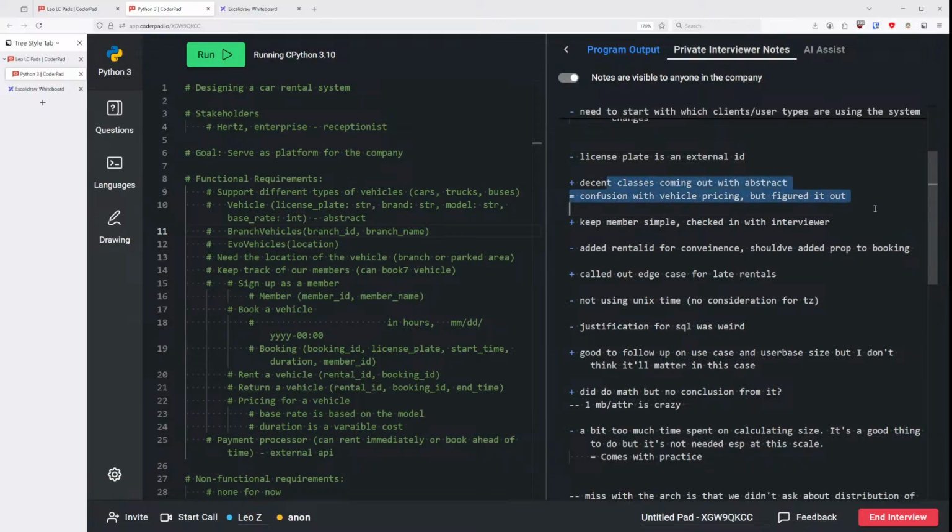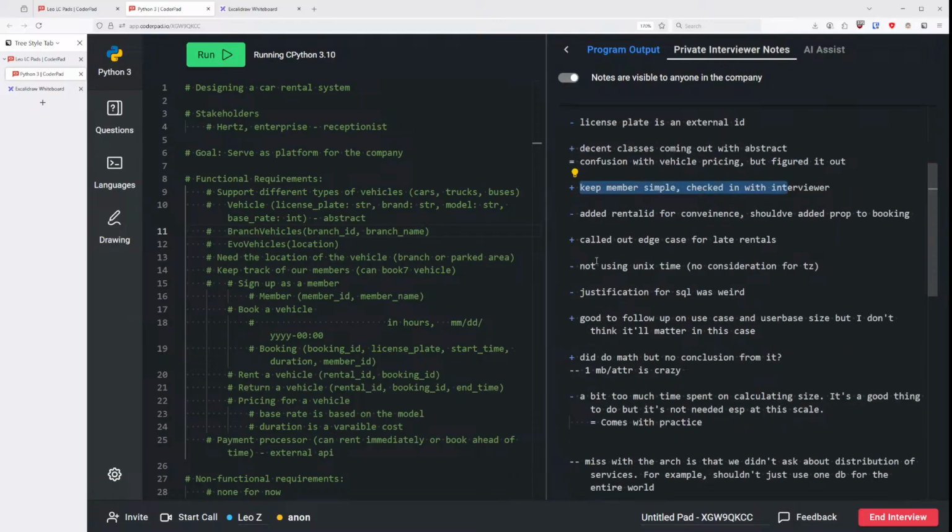Good abstract classes, good concrete classes. That makes sense. Rental ID was a bit weird. You could definitely have augmented booking ID for that one, but whatever. Good edge case for the late rentals. In this case, we don't have time for it, as you can see, but that's a good call out.